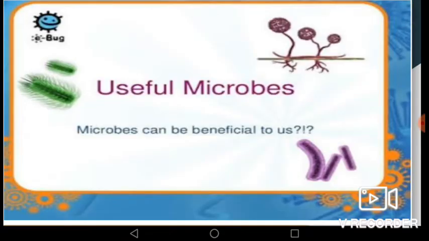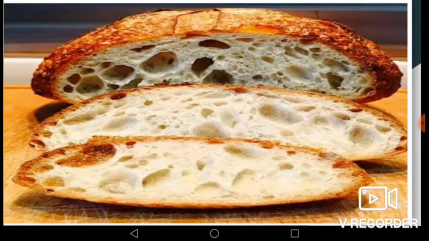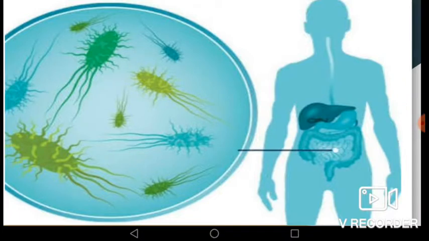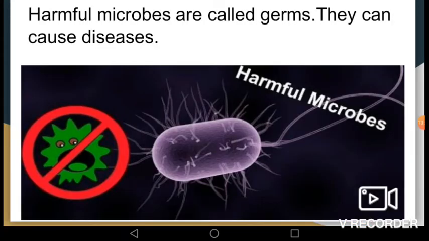Now let's revise some uses of microbes. Some microbes are used in making bread and bun. Some microbes help to turn milk into curd. Some microbes help in the digestion of food. As we know, some microbes are very useful, but some microbes are harmful, which are called germs.